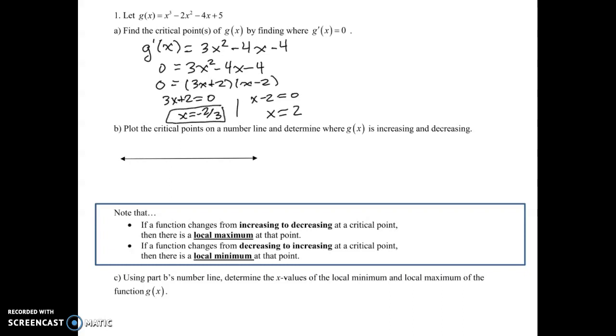That's where we're saying the graph is going to change from increasing to decreasing. So we're going to take those points and put them on this number line. I'm going to put negative 2/3 here and 2.